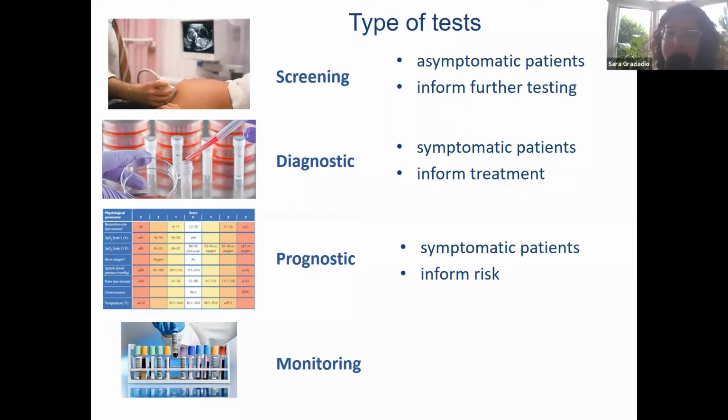Prognostic, yeah, we've got the NEWS chart, and so they don't have to be just in vitro diagnostics. Sometimes you've got charts, which could also be tests, and they're used on symptomatic patients to inform risk of deterioration usually, and they're very helpful to organize the hospital flows. Then monitoring tests are on patients who have been diagnosed and who've been treated, but you want to understand the efficacy of the treatment on that population.